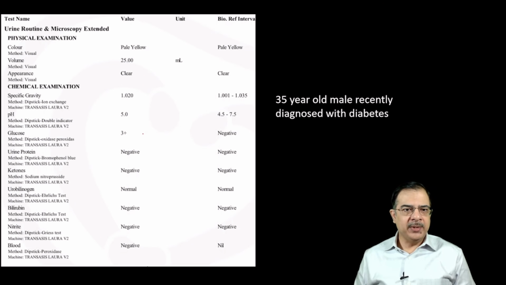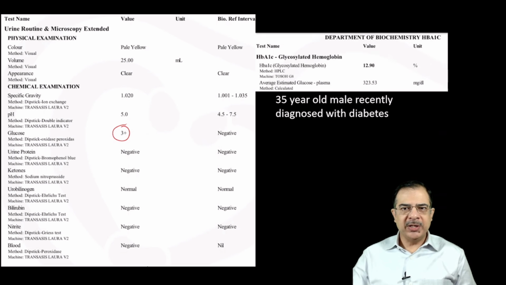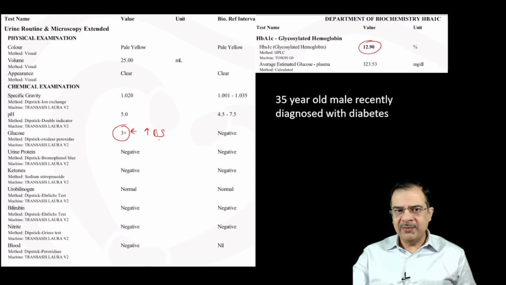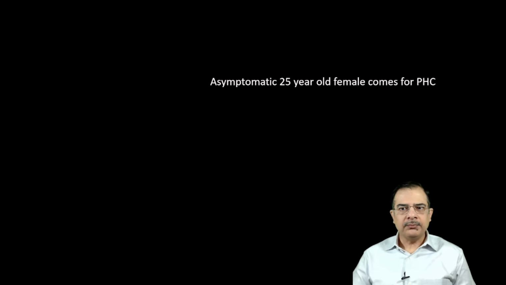A 35-year-old recently diagnosed with diabetes, and these are the parameters: there is glucose in the urine. In this patient, when we did the HbA1c, it was 12.9. So this glucose is due to high blood sugar levels. So we control the sugar levels, and this will subside.